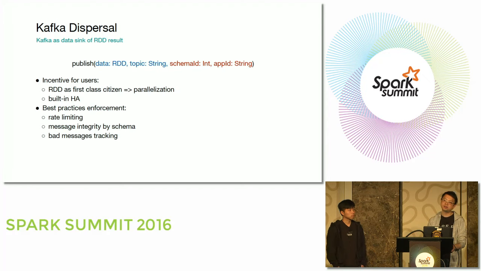And the RDD is the first citizen in this API. It's super easy, just one call, and then it's done. The result will be sent in parallel to Kafka and then to other services. We built the HA, high availability feature, into this API, so the users don't need to do it by themselves. And we also have other SRE features, for example, rate limiting. We make sure that the Spark job will not have too much parallelism and overwhelm the Kafka infrastructure. And we also try to enforce message integrity by putting a schema on top of the API.